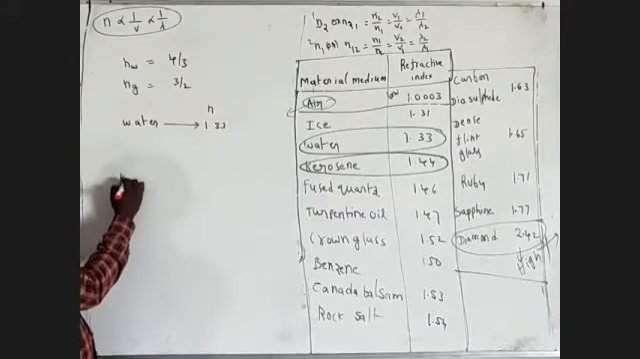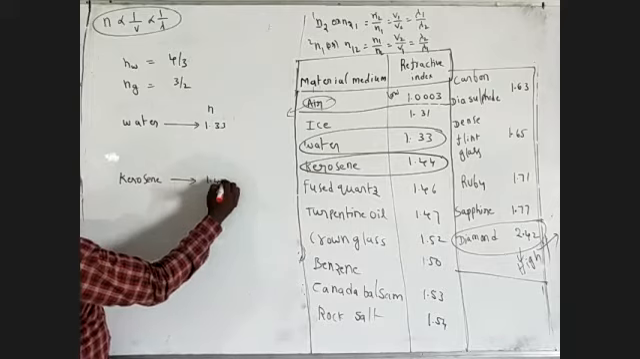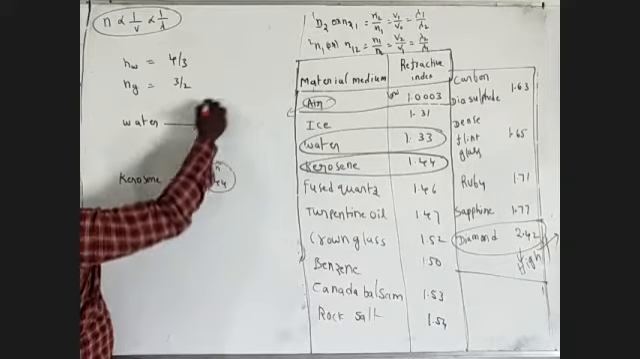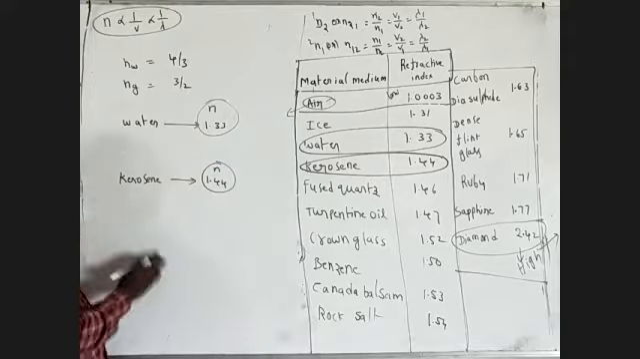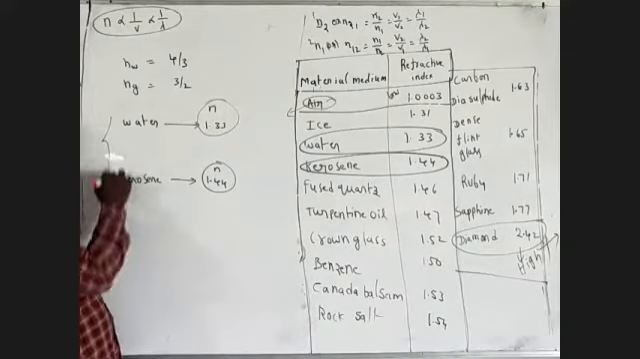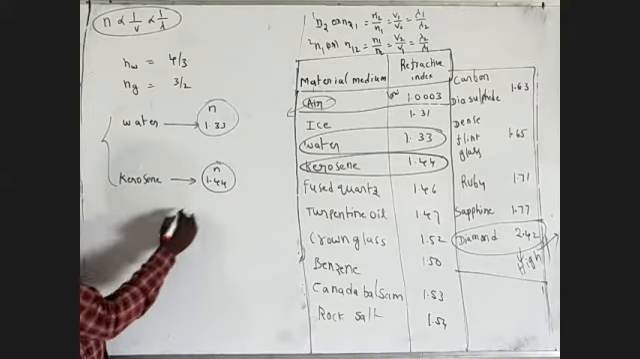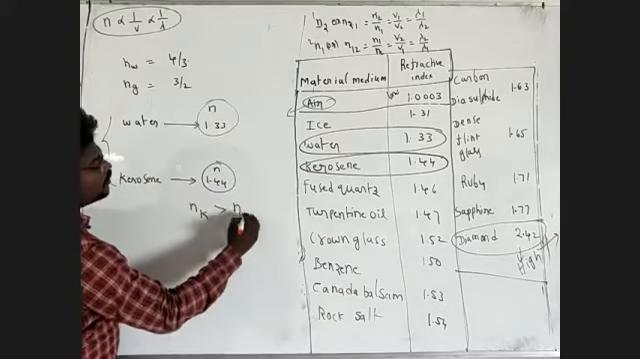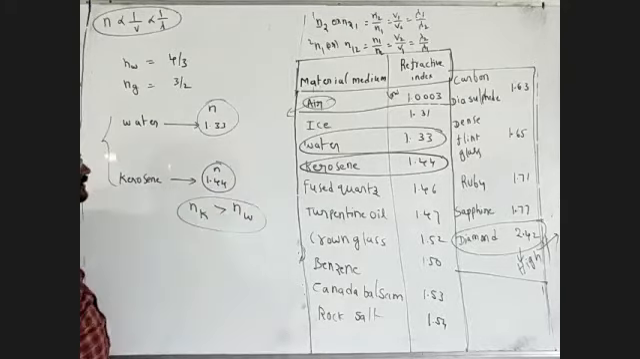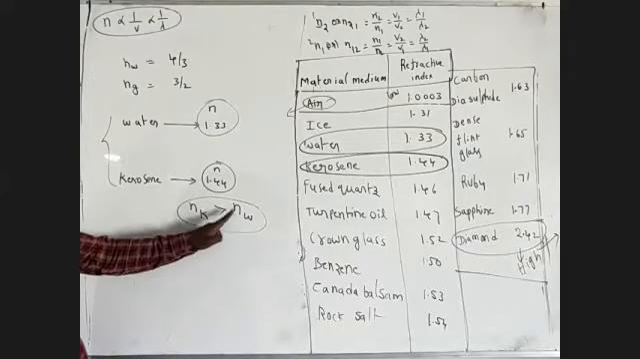Next, kerosene. The refractive index is 1.44. This is the refractive index value. Compare water and kerosene: the refractive index of kerosene is greater than the refractive index of water. This is our point.